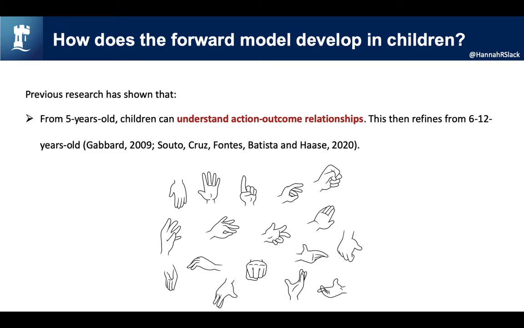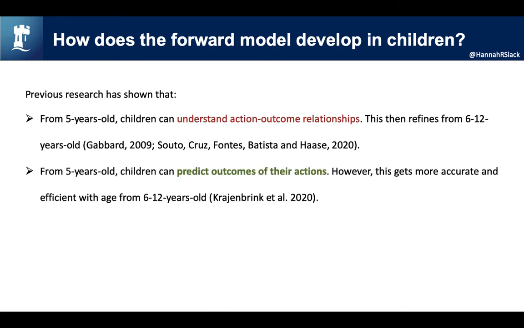And it was found that children aged 6 to 9 years old demonstrated reduced accuracy and longer response times compared to older children. And this suggests that children's understanding of these action-outcome relationships improves with age throughout childhood. So similarly, previous literature has also shown that from 5 years old, children can plan the outcomes of their actions, and again, this gets more accurate and efficient with age from 6 to 12 years old.